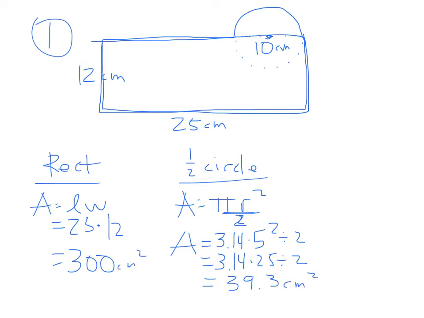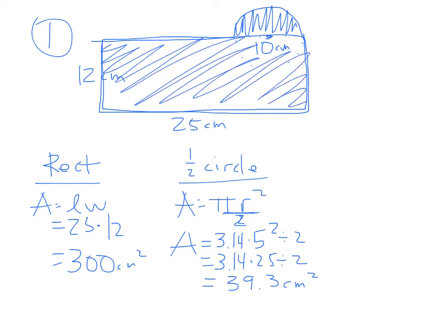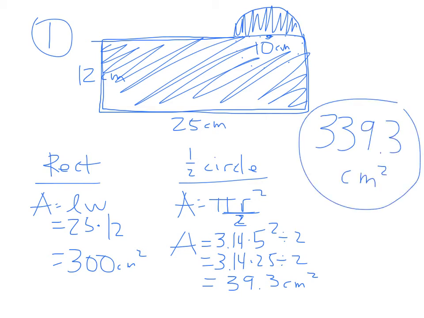Alright, now all we're going to do is, so this is 39.3 and this is 300, so all you're going to do is add those together. So a total area of 390, that's not right, 339.3 centimeters squared, total area for that one. Let's go to example number 2.